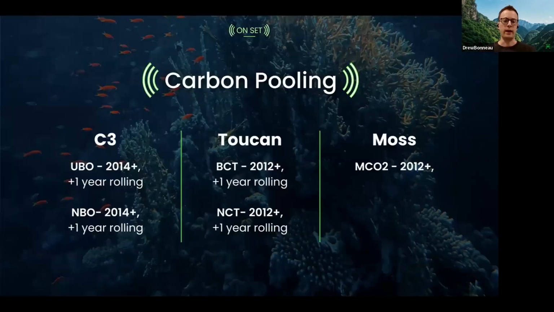So here's an overview then of current carbon pool requirements. Both UBO, which is the universal base offset, and BCT, base carbon ton, accept the majority of their methodologies and are currently composed of primarily renewable energy credits. In contrast, both NBO, which is the nature-based offset, and NCT, the nature carbon ton, as the names imply, have stricter methodology requirements focused on nature-based projects, such as REDD+, or afforestation, reforestation, and revegetation, or ARR.